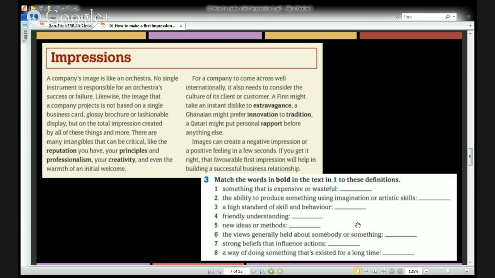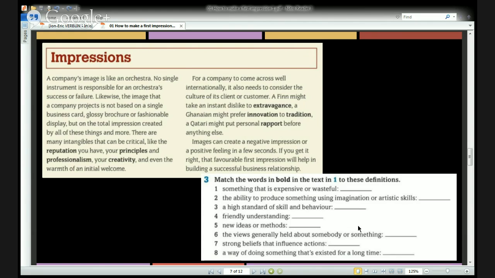Francesco. Professionalism. It's got to be in this list, professionalism. That's it. A friendly understanding. Number 4, Giuseppe. A friendly understanding. Rapport. Good pronunciation, too. Number 5, new ideas, Yuki. New ideas or methods. Innovation. It's got to be innovation here. That's it. Okay, and Ahmed, even though you didn't read it, maybe you can figure this out from the definition.